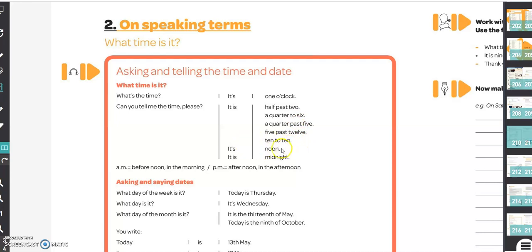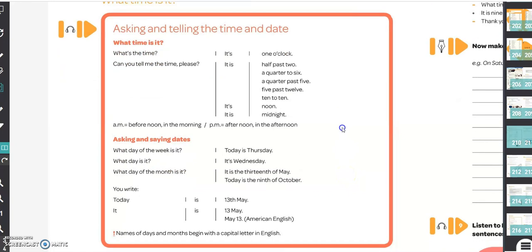Yes. But it's noon. Noon means middag. It's midnight means middernacht. In English, we also use AM and PM. AM means before noon, and is voor de middag, or in the morning. Yes, PM we use for afternoon, or in the afternoon, or in the evening.